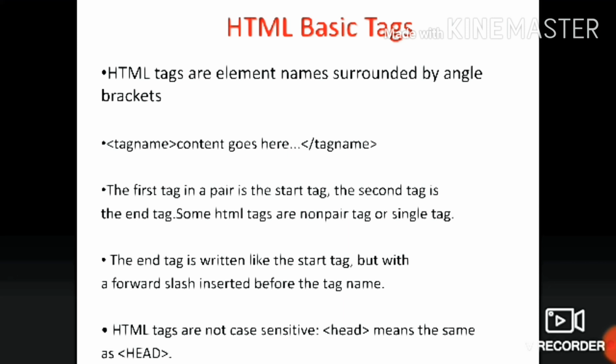Then the next point is the first tag in a pair is a start tag and the second tag is an end tag. Some HTML tags are unpaired or single tags, meaning those tags do not have any ending tag. For example, BR tag, HR tag. We will study these tags in the next session so you can understand these tags easily.